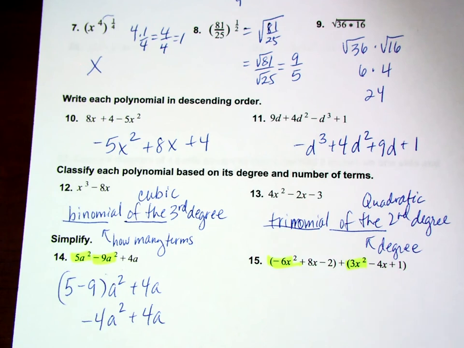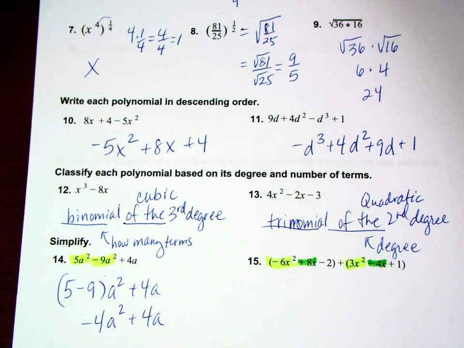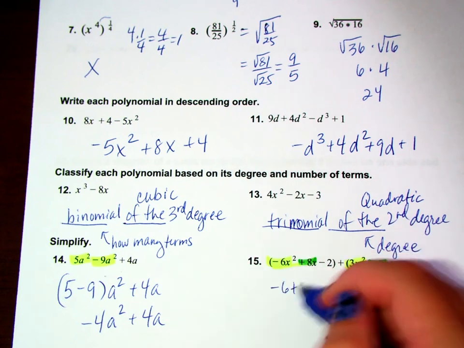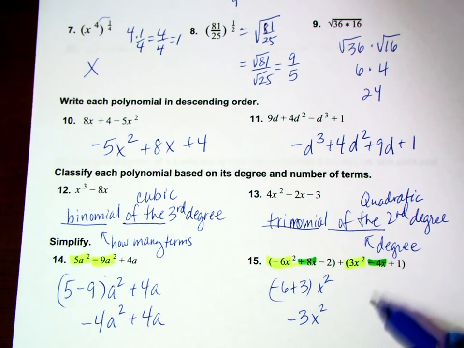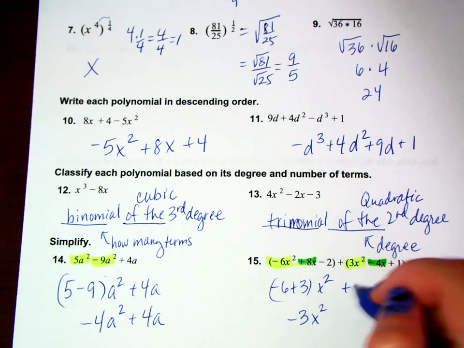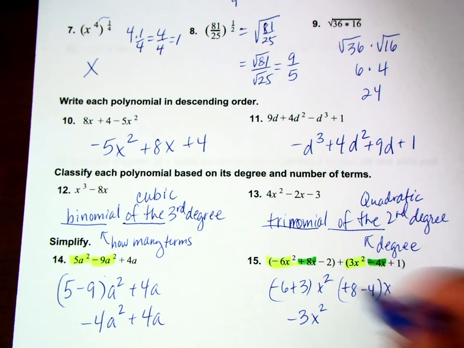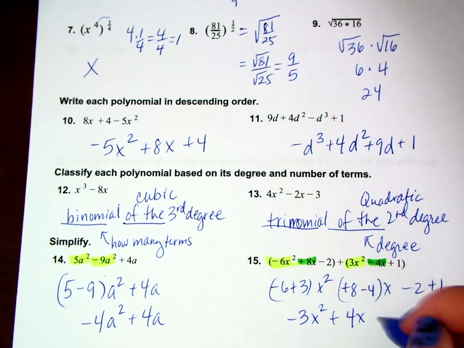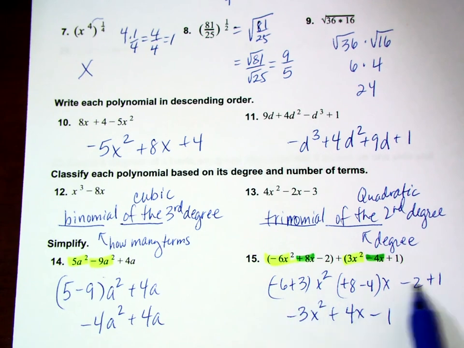And I have x's that are going to go with x's, and then I have constants that are going to go with constants. So negative 6 plus 3 x squareds is just negative 3x squareds. 8 minus 4 x's just becomes 4x's, and negative 2 plus 1 just becomes negative 1. Now I know that many of you do not need this middle step.